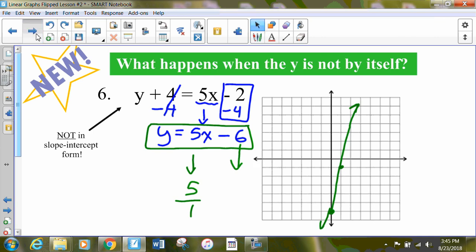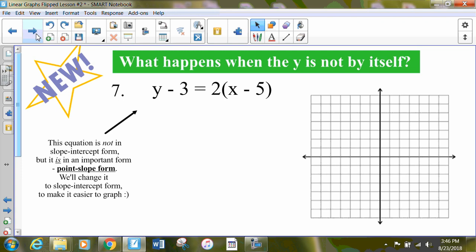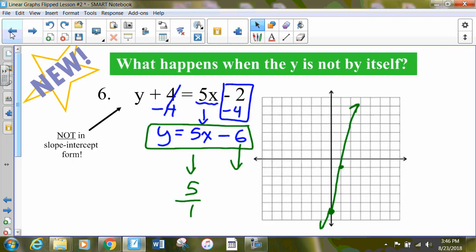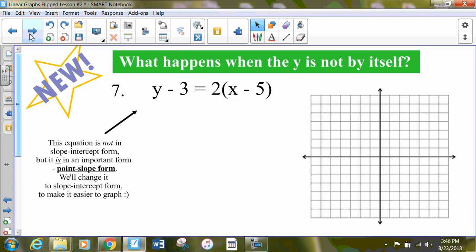Let's see if we have something else new. We do. All right. So this is the same thing, right? Oh, it is a little different. There are parentheses here, where the last one, we didn't have parentheses, did we? All right, so we do have to get rid of the negative 3. I agree. It needs to go to the other side. But we have parentheses to deal with first.